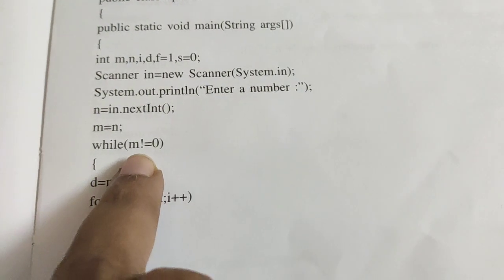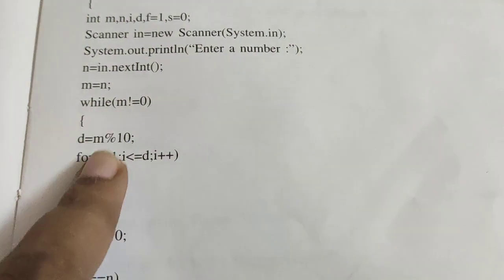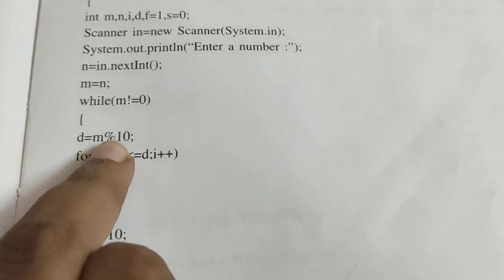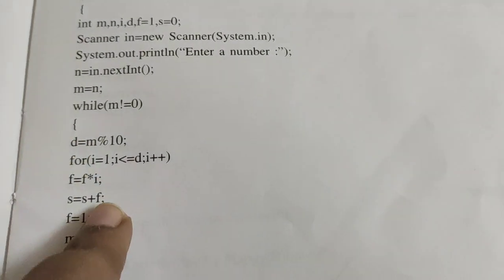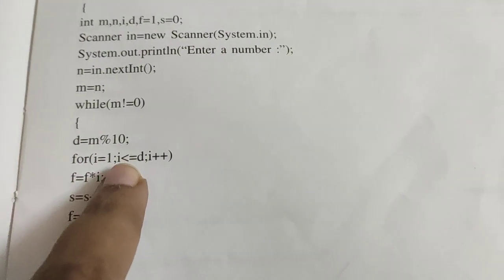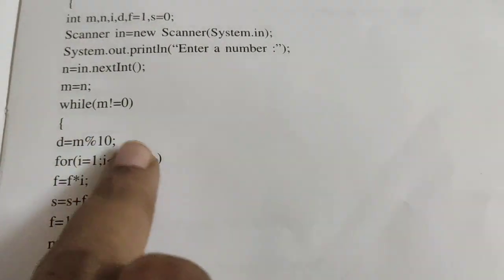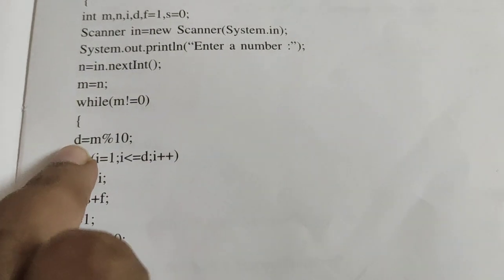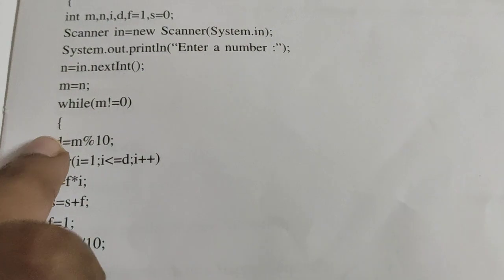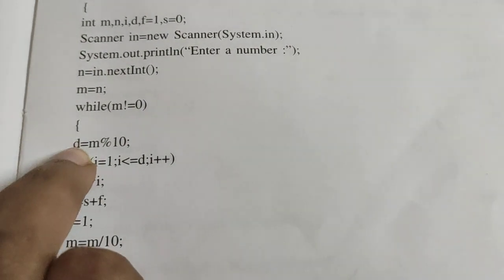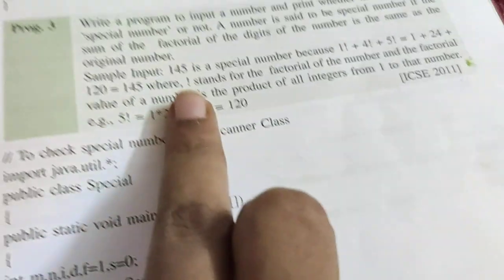Now we are checking: if m is not equal to 0, we are going to get d. This process you already know, no? d is equal to m mod 10. This is to find the digit. Now we will get the ones digit in this, and i is equal to 1, and i is less than or equal to d. Here we are going to find the factorial. We are initializing the condition with this d, because in d only you are going to get the first digit, that is 5, whatever the number is.